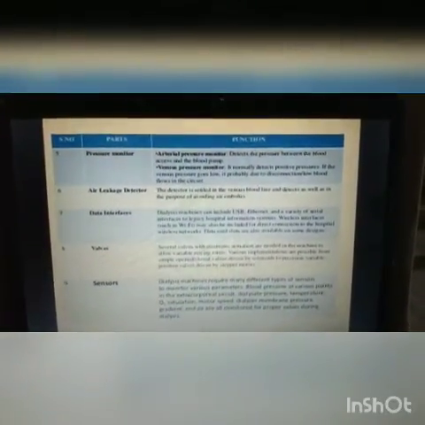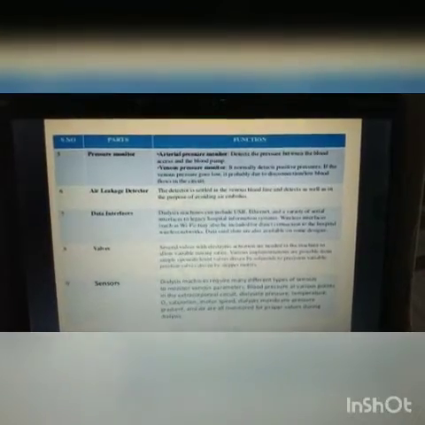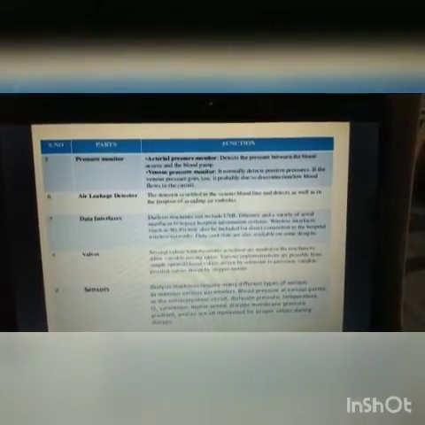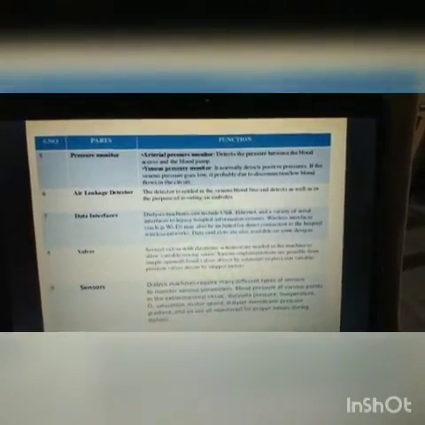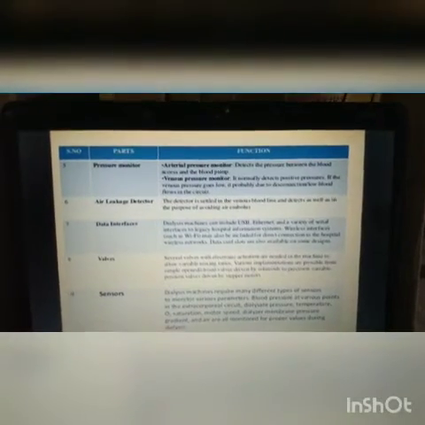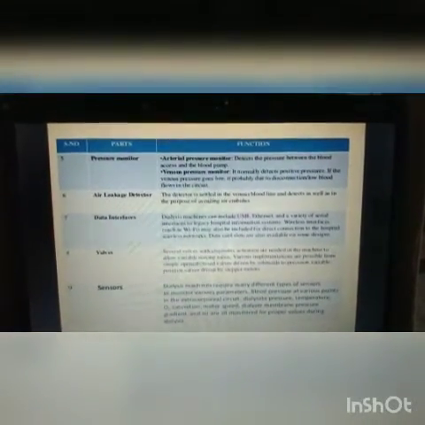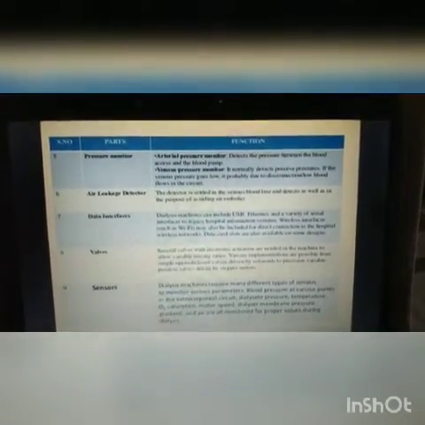Then the pressure monitor. There are two types of monitor: the arterial pressure monitor and the venous pressure monitor. The arterial monitor detects the pressure between the blood and the blood pump. The venous monitor detects positive pressures. The air leakage detector is for the purpose of avoiding air embolus.